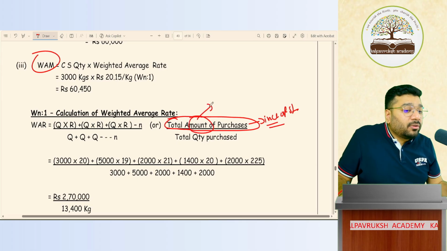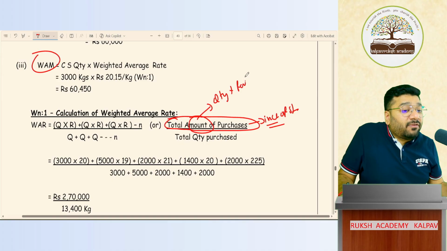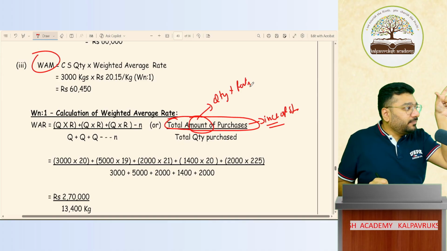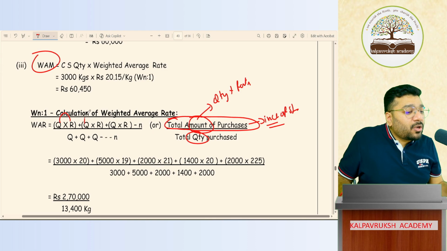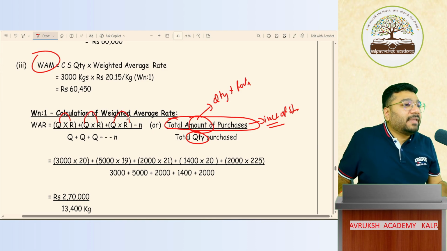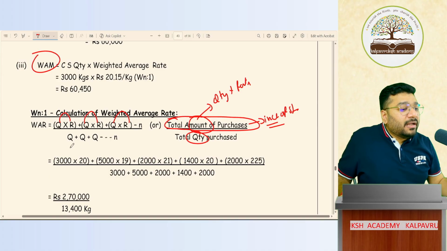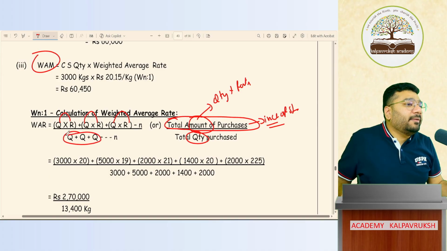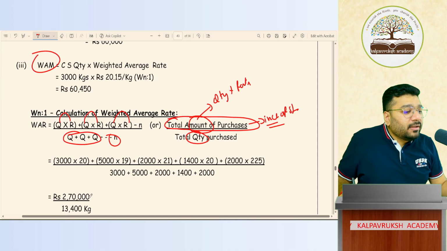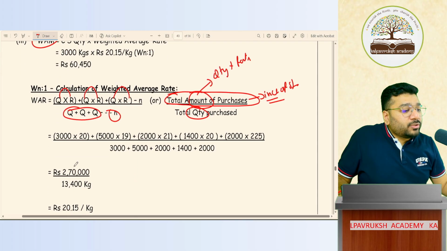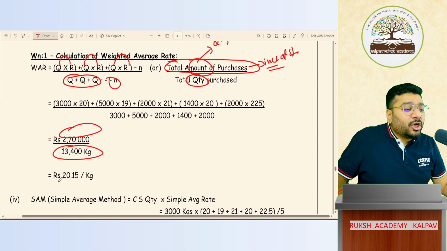How do we get the amount? Quantity into the respective rate gives the amount. Total divided by total quantity gives the weighted average price. So quantity into rate plus quantity into rate plus quantity into rate, like that, keep going for n number of items, divided by the total quantity. N means multiple, multiple in numbers. Got it? That way, the total is 270 divided by 13,400 kg.